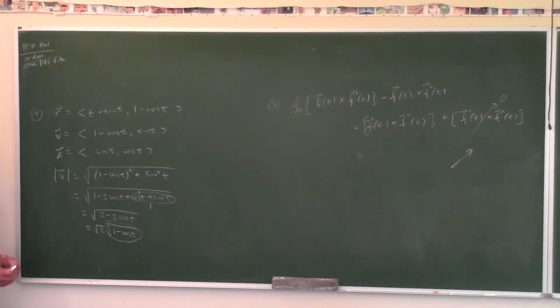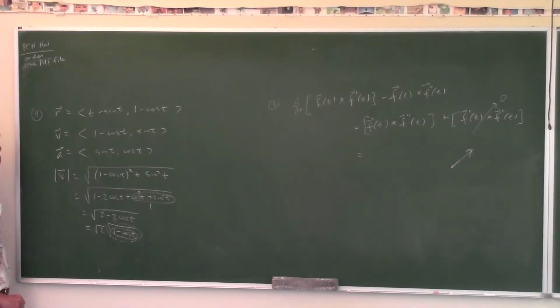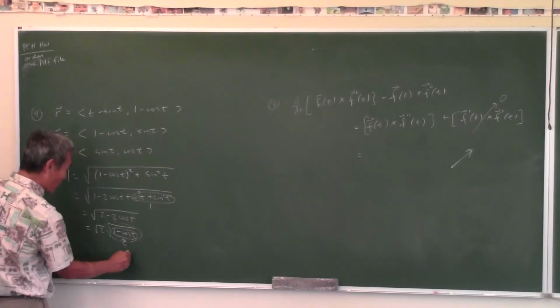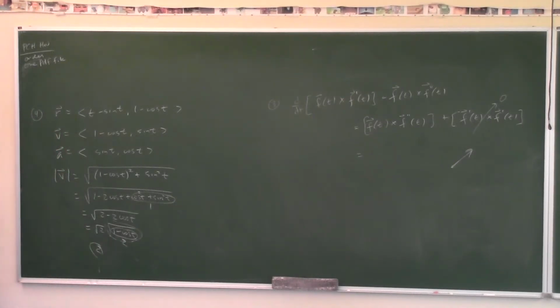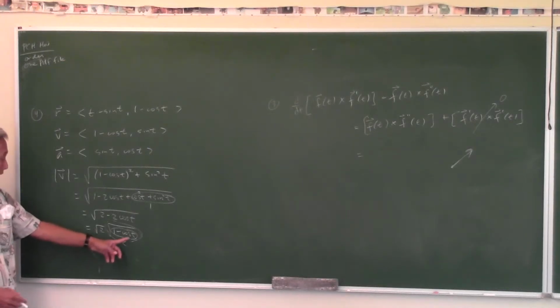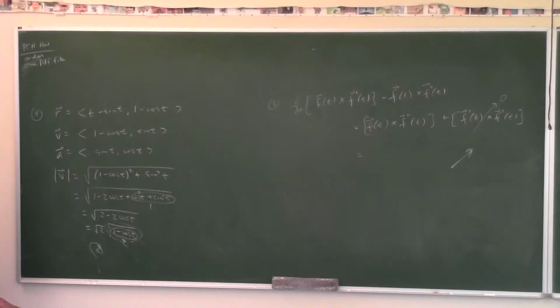Wait, no, time out. The maximum value of this is not 1. It's 2, because root 2 times root 2 is 2. You guys see why? Because what happens when cosine is negative 1? 1 minus negative 1 is 2.